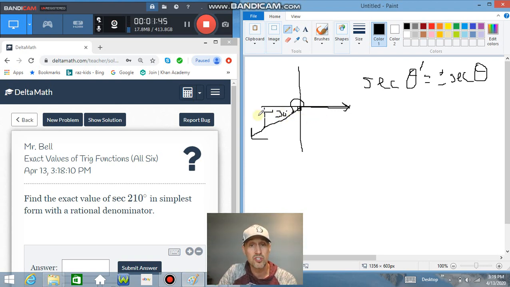Opposite 30 is always our short leg, right? So this has to be 1. The long leg is opposite 60, which is square root of 3. And our hypotenuse is always positive 2. Oops, sorry, that 3 did not come through very good. This is square root of 3, and this is 2. We are not in the first quadrant, so we've got to think about the signs.